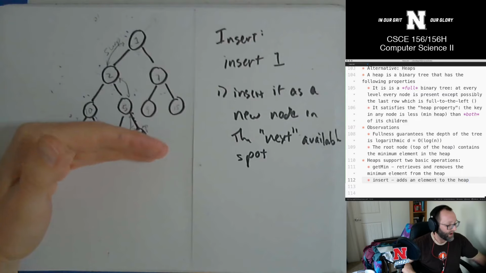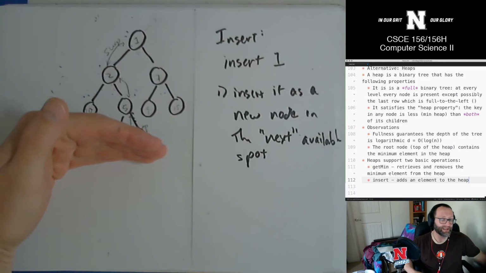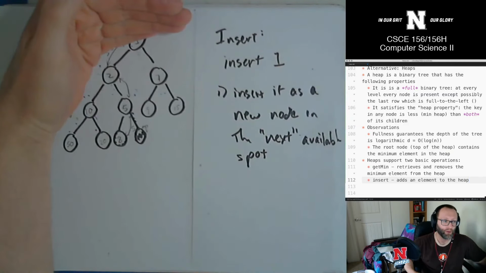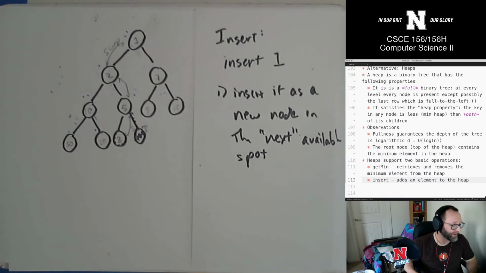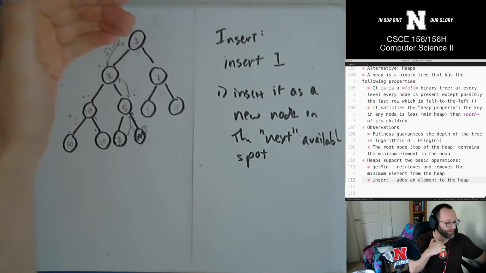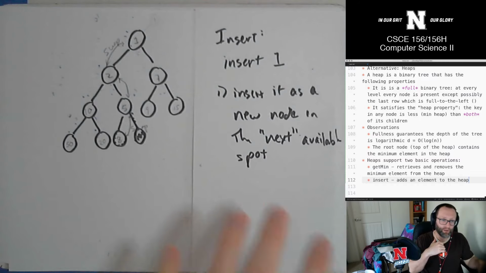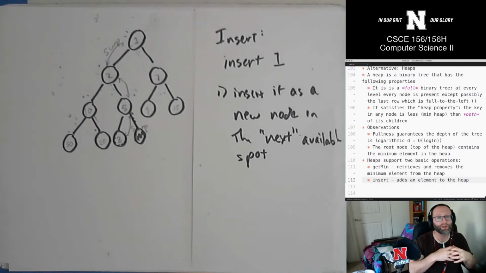In other words, in the worst case, it goes all the way back up to the root. And I don't have to do anything beyond that. Again, the fullness property gives us that the depth is going to be logarithmic. Both of these operations that I've covered so far are proportional to the depth, and therefore both of these operations are going to be logarithmic. And so we've got an efficient data structure here that allows us to put stuff in, and it allows us to take the minimum element out.